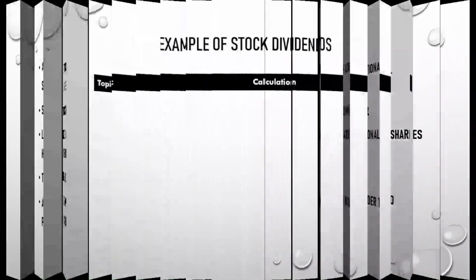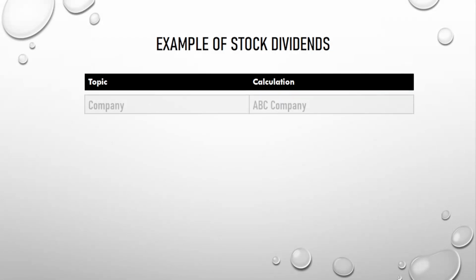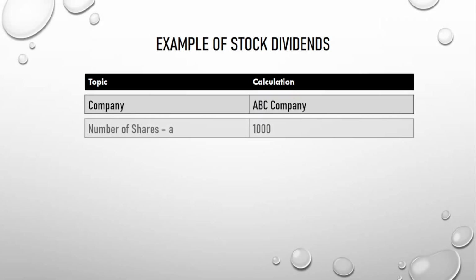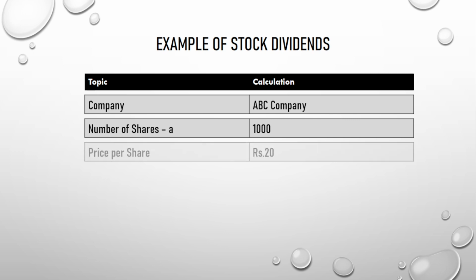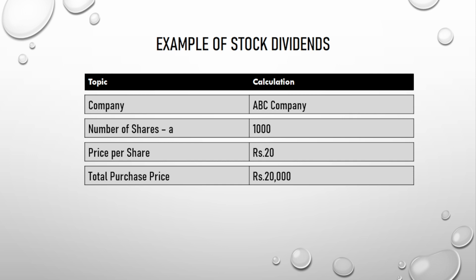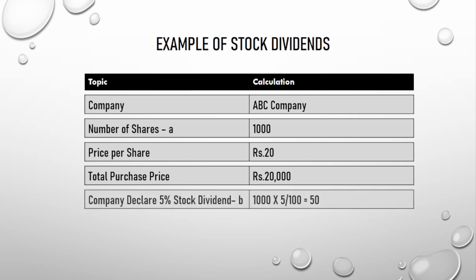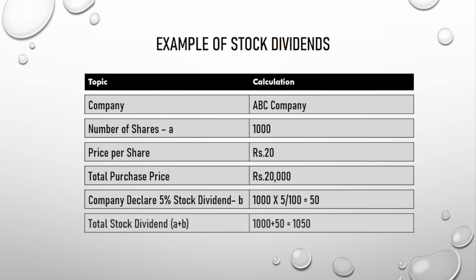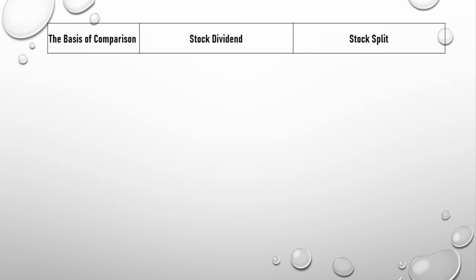Just an example, let's say you own 1000 shares of ABC company and you bought them for 20 rupees a piece for the total of rupees 20,000. If a company issued a 5% stock dividend, your shares would be increased by 5%. If you previously had 1000 shares in the company, you would now have 1050 shares in your portfolio. Let us discuss some of the major differences between the stock dividend versus stock split.